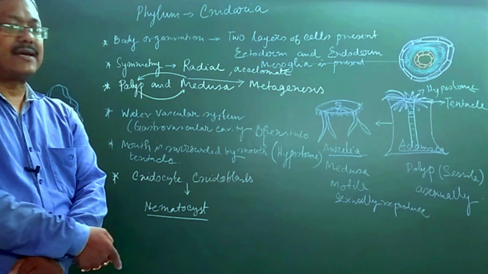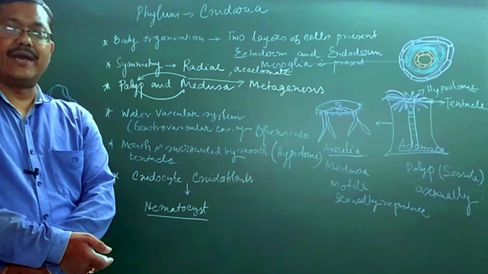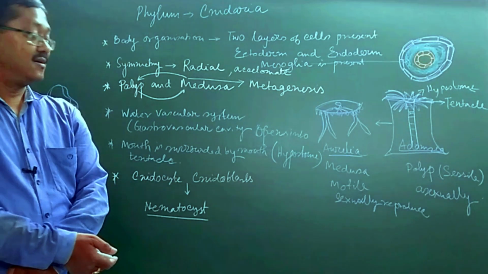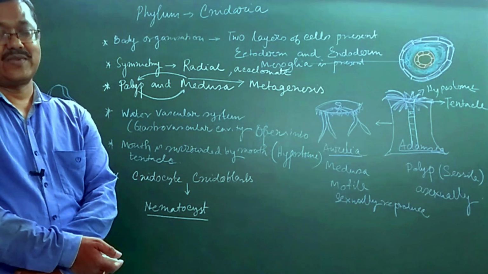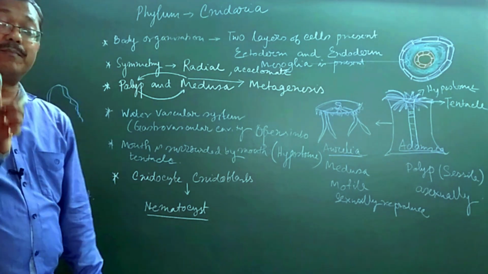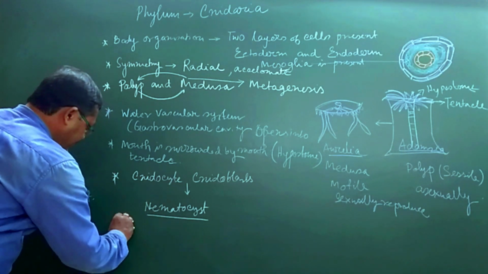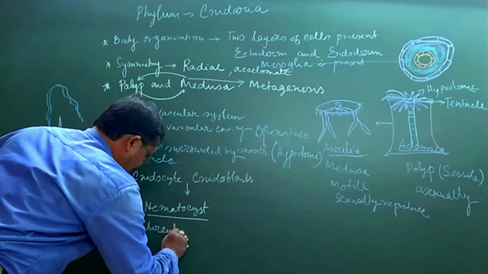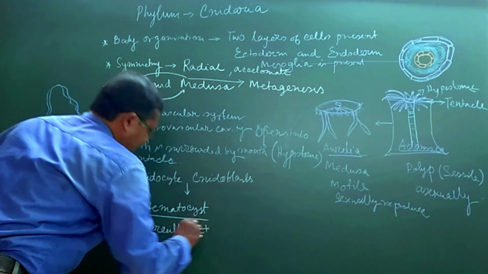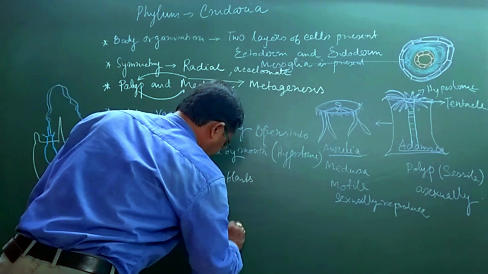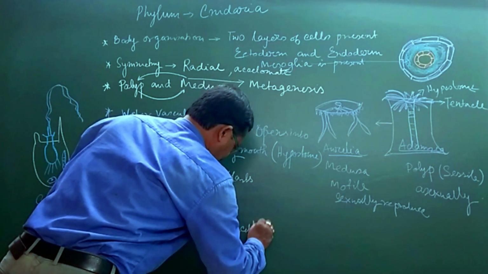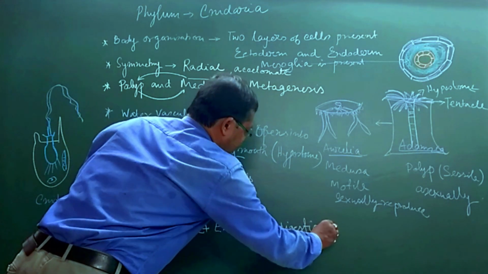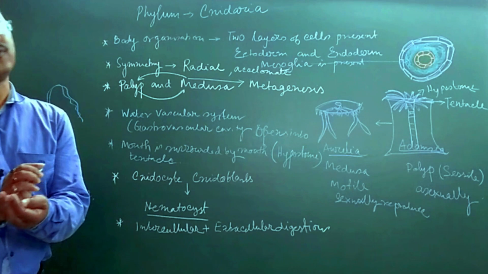During their life cycle they do not show any larval stage. That is, their development is more or less direct. And for digestion, they follow two types: intracellular as well as extracellular digestion. These organisms follow two types of digestion.